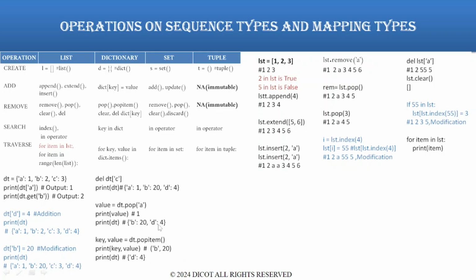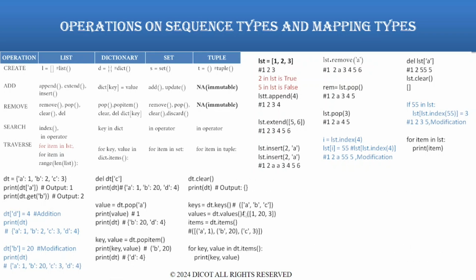We can also delete an element in the dictionary using the popitem function. It will delete the item and return a key value pair, D20. Now, we have the dictionary with one item, B2. We can clear a dictionary the same way as we have cleared a list. It will empty the dictionary.